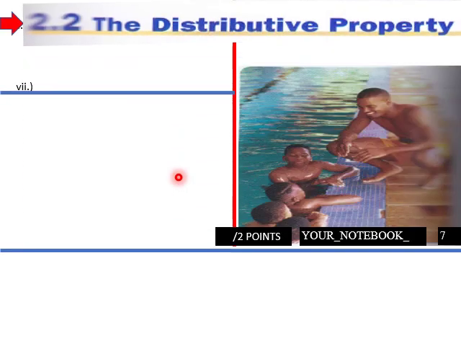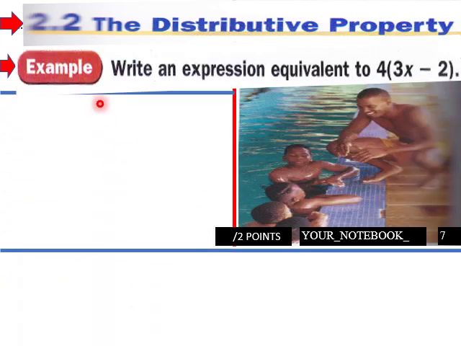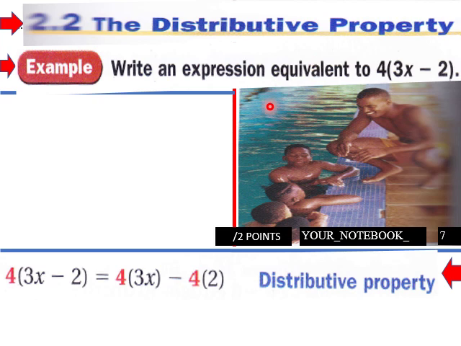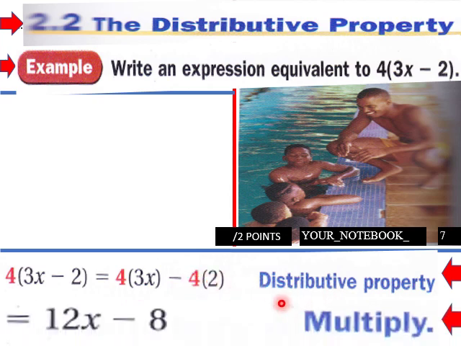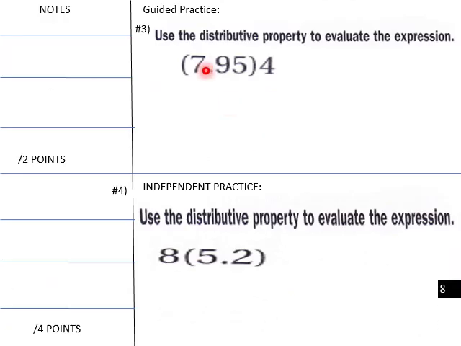Another example of the distributive property, write an expression equivalent to 4 times 3x minus 2. So 4 times 3x minus 2 would be the same thing as 4 times 3x minus 4 times 2. This would be the distributive property. So we get 12x minus 8 would be a simplified, or rather a more reduced expression for 4 times the quantity 3x minus 2. Okay, let's try this one.